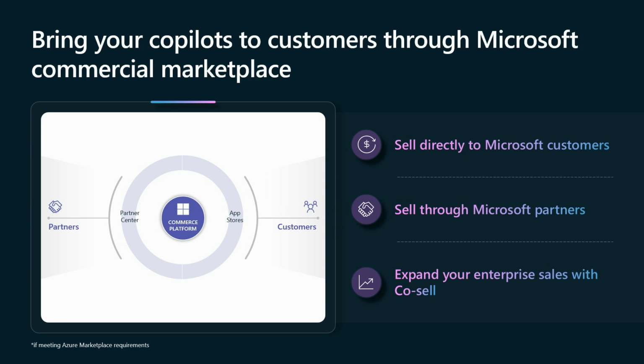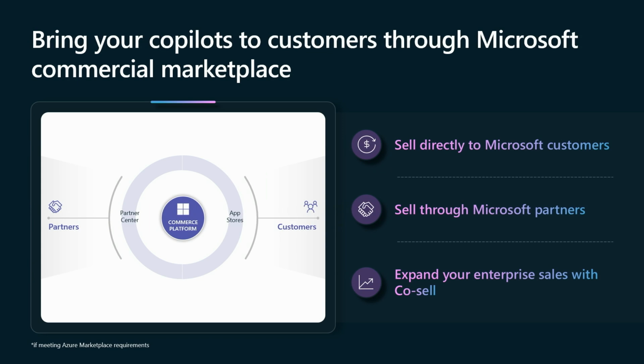One, you can publish your Copilot extension and sell it directly to Microsoft customers. We'll give you the distribution through Microsoft Teams and Microsoft Marketplace, where you have hundreds of millions of users having access to it directly. You can create offers and sell it through other Microsoft partners as well. And these could be private offers, or you could be working with a CSP, a cloud solution provider as well.